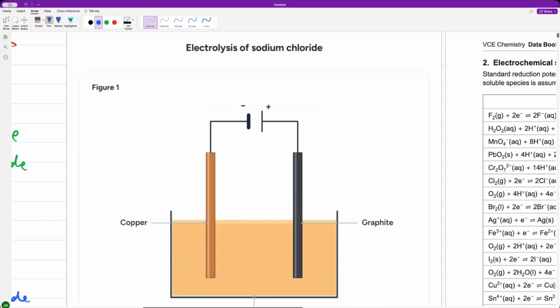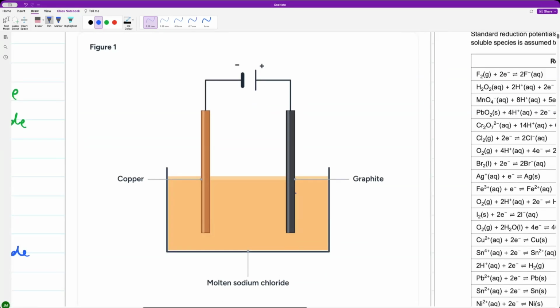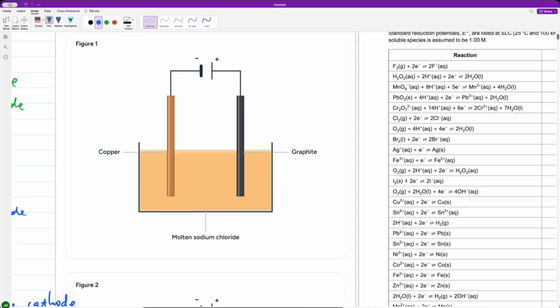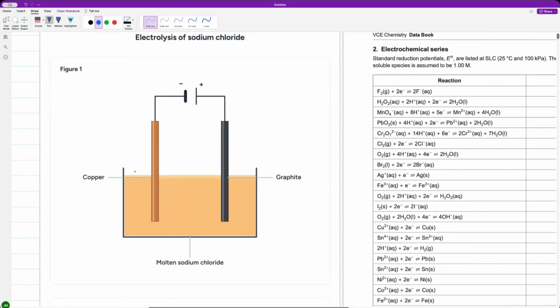The first scenario here is the electrolysis of sodium chloride. This is molten sodium chloride. We've got our electrochemical series ready to go to help us answer this question. The strategy is to find all of these chemicals on our electrochemical series and apply the rules. We can see the battery. You can see the negative terminal of the battery here. This is connected to the negative electrode, and the negative electrode is the cathode in electrolysis. The positive terminal of the battery is the anode. The anode is graphite, and the cathode is copper.